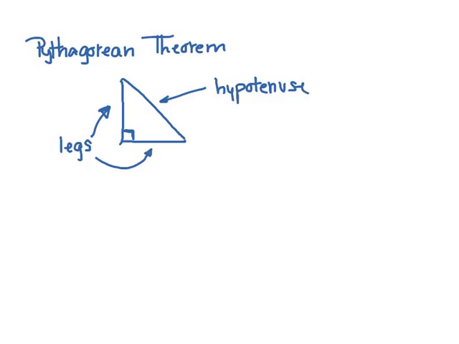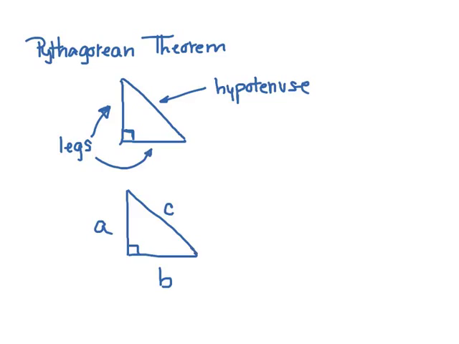Okay, and the relationship is that the sum of the squares of the legs equals the square of the hypotenuse. So let me give you an example. We have a triangle here. Let's say I have one leg that has side length A, and the other leg has a side of length B, and the hypotenuse has the length of C.